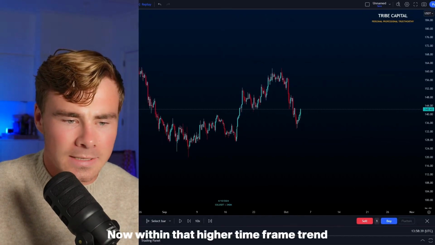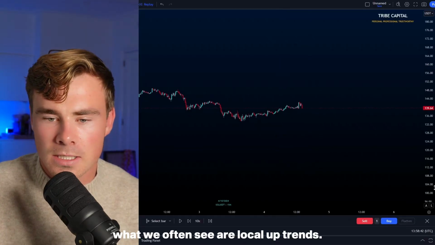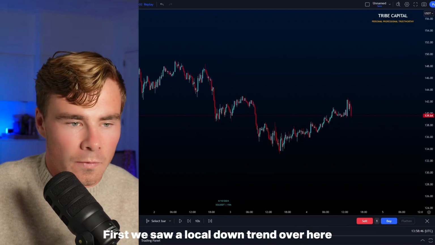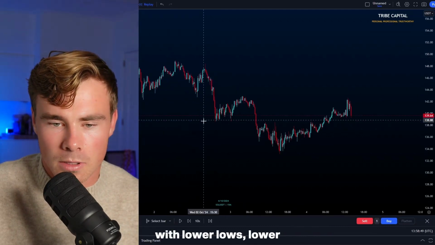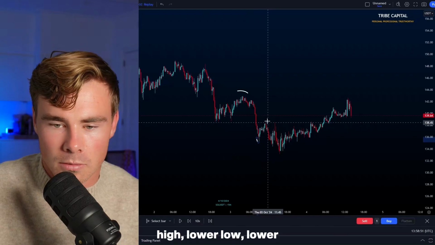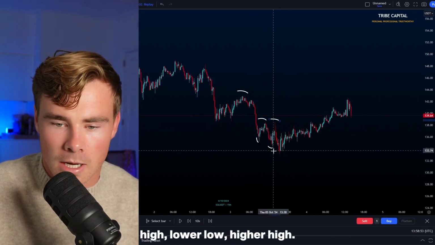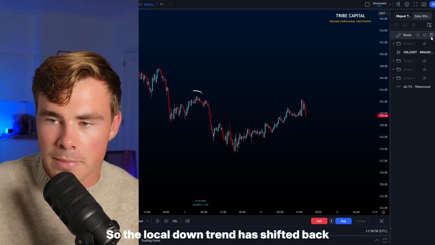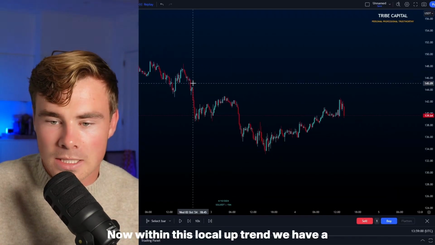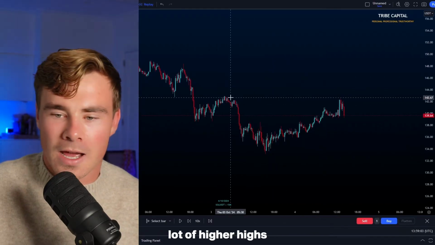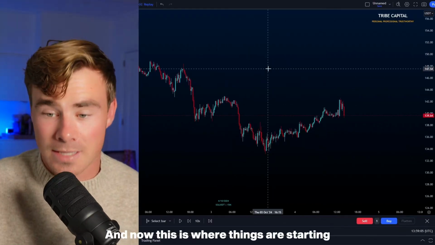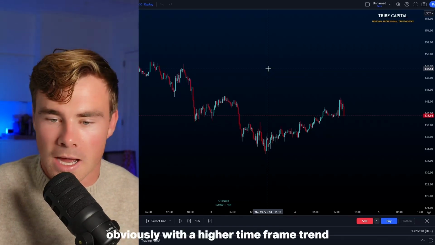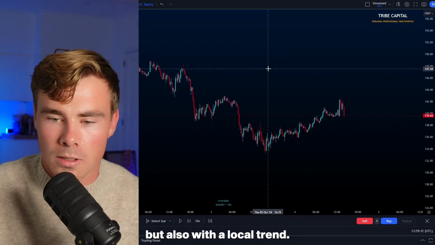Now within that higher time frame trend, what we often see are local uptrends, and local downtrends, of course. First, we saw a local downtrend over here with lower lows, lower high, lower low, lower high, lower low, lower high, lower low, higher high. So the local downtrend has shifted back towards a local uptrend. Now within this local uptrend, we have a lot of higher highs and higher lows as well. And this is where things are starting to become interesting, because we want to trade obviously with a higher time frame trend, but also with a local trend.